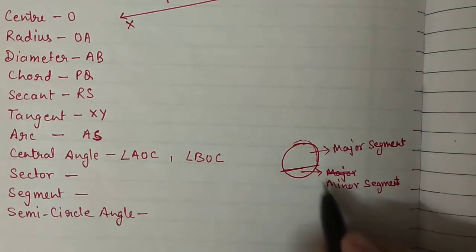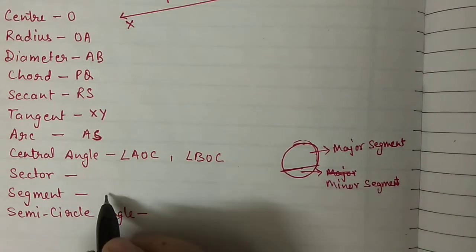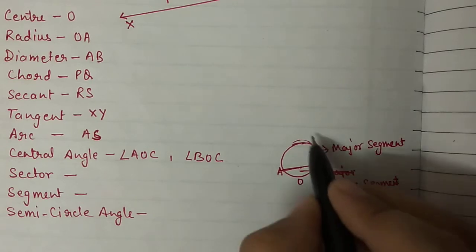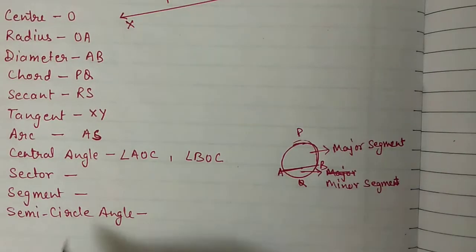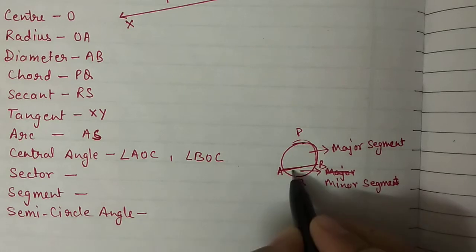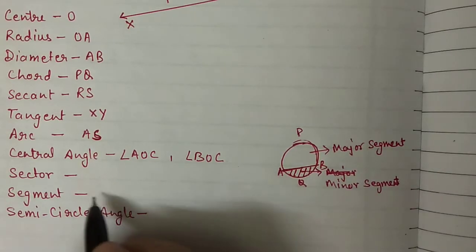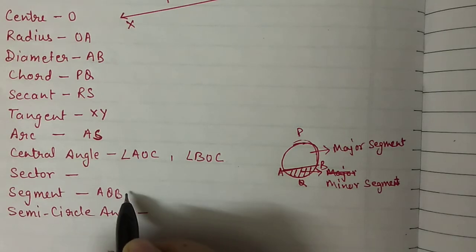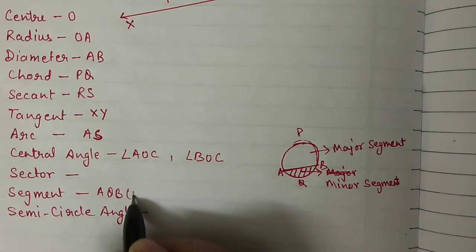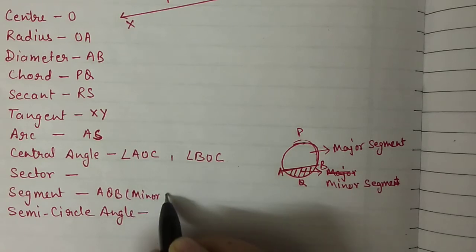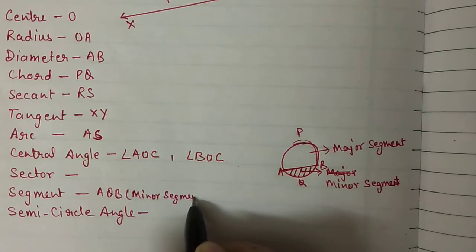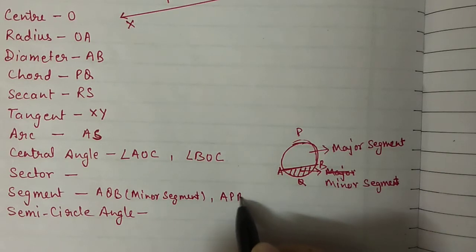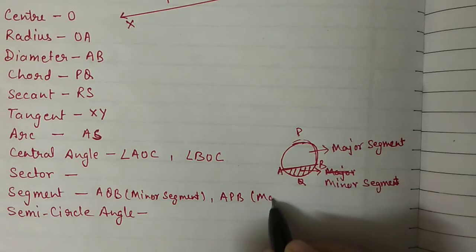Then sector. We can give here some names AB and here OP, PQ. So this AQB is one segment. This is the minor segment, and this part APB is the major segment, the bigger part.